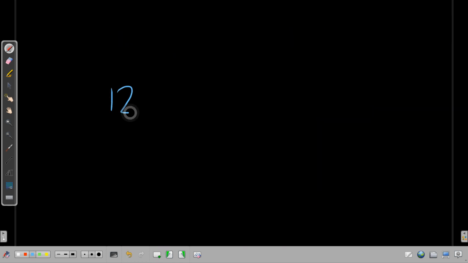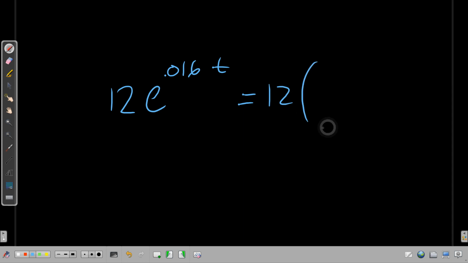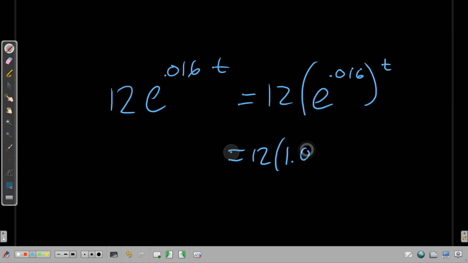However, 12 times e to the 0.016 t is the same thing as 12 times this number to the power of t. And that number is approximately 1.016128 and so on, to the power of t.